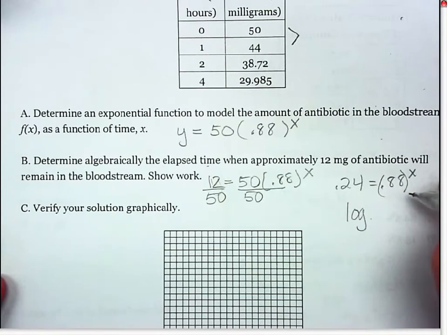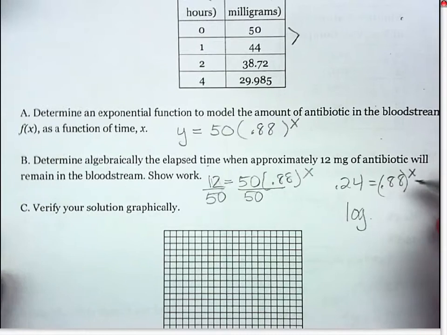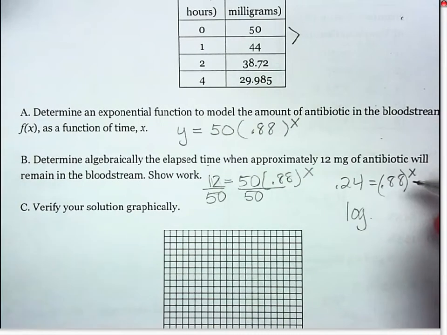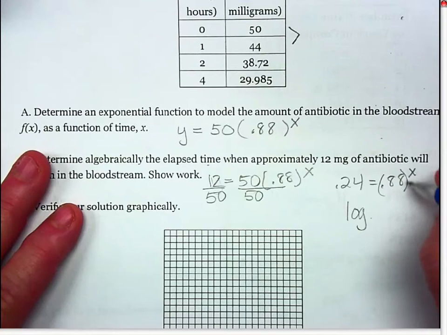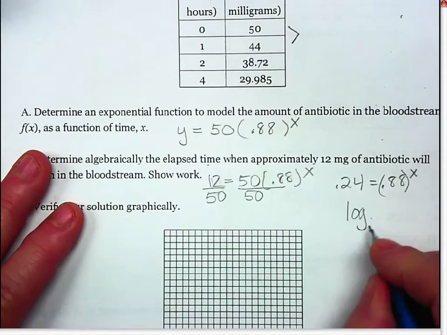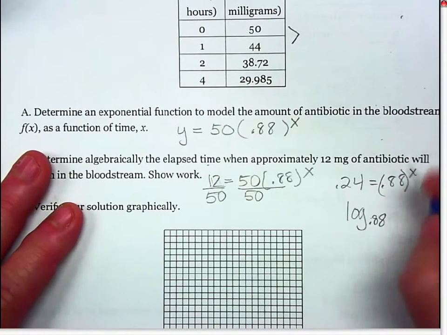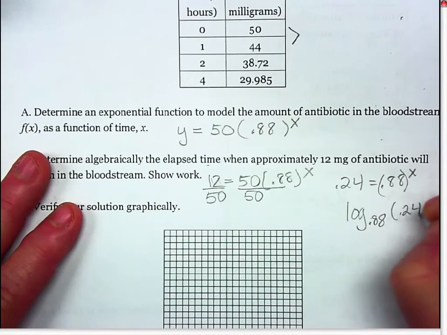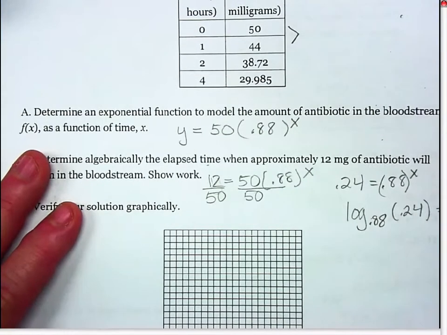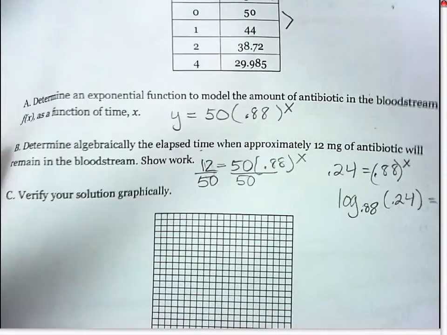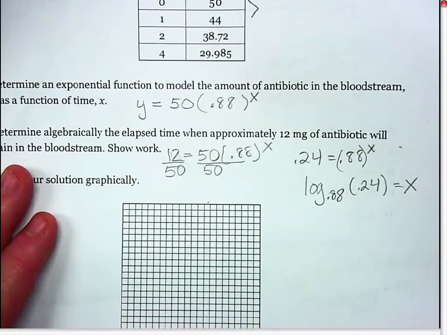We did log 0.24 divided by log 0.24. Right, but you're skipping a part. I always skip that. I'm doing the log. What's the base of this log going to be? 0.88. Log base 0.88 of 0.24 equals x. They skip this step, which is fine.